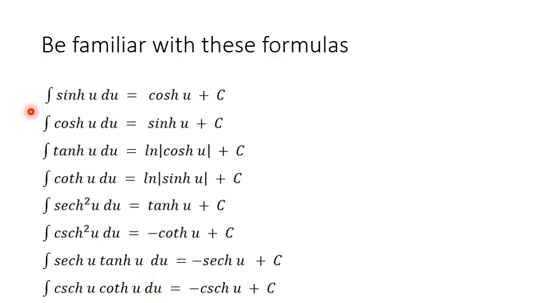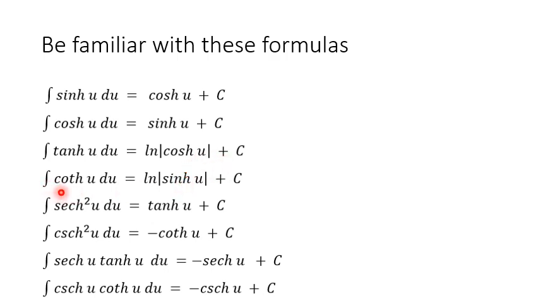We have integration of hyperbolic sine u du. This is equal to hyperbolic cosine u plus c. And if we have integration of hyperbolic cosine of u du, this is equal to hyperbolic sine of u plus c. If we have integration of hyperbolic tangent of u du, this is equal to ln of the absolute value of hyperbolic cosine of u plus c.